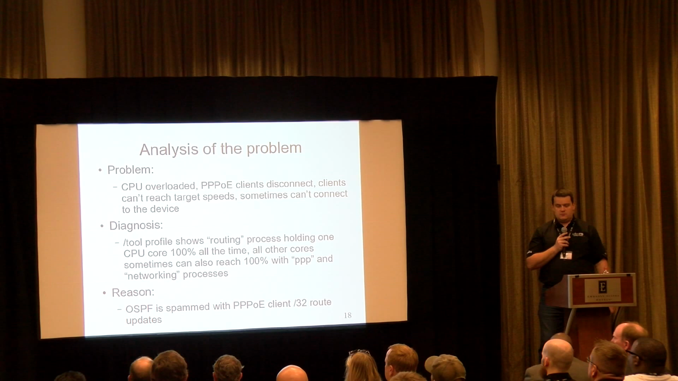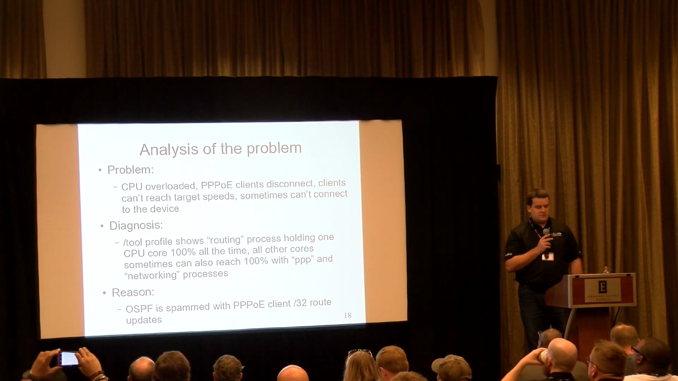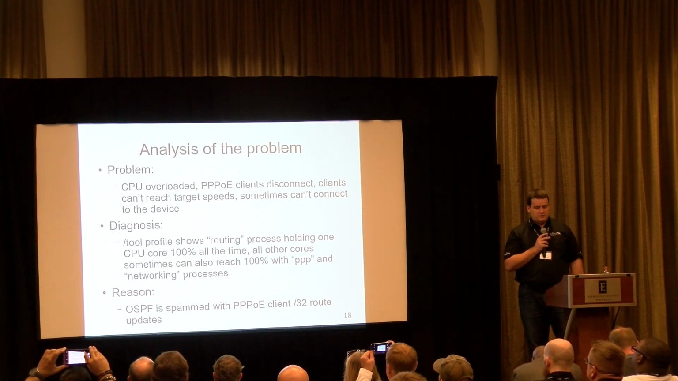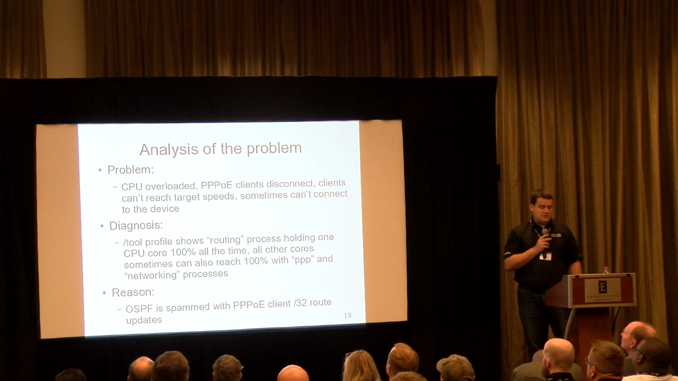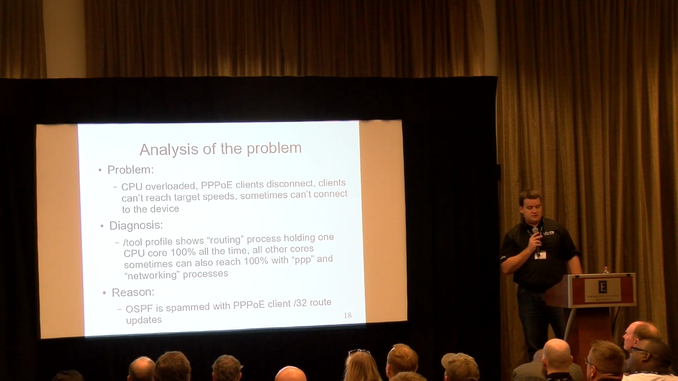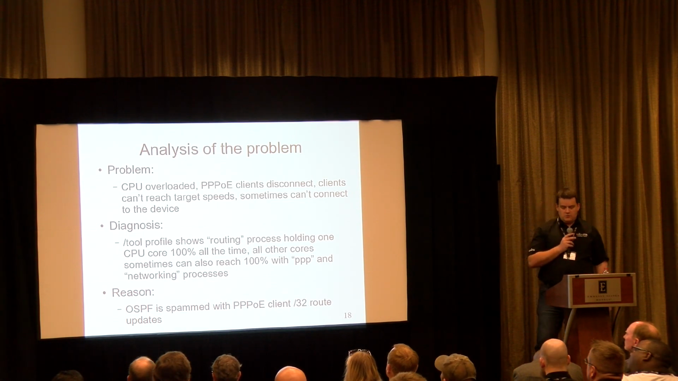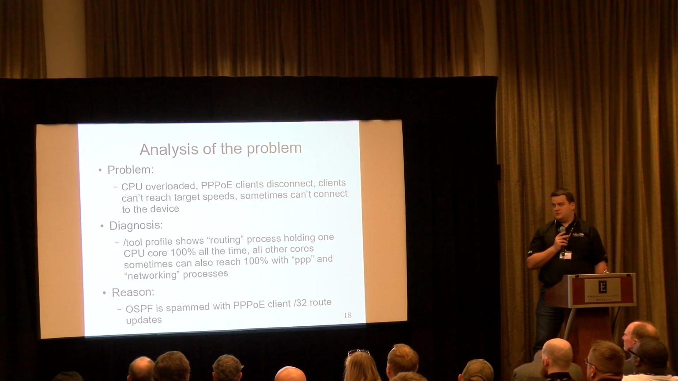So let's take a look at why. The problem is very simple. CPU is overloaded. PPPoE clients disconnect. Clients can't reach their target speeds. Sometimes they can't connect to the device at all. And if we go to tool profile, we see that the routing process is hogging one CPU core. Sometimes all cores go to 100% with the PPP load or networking load. So the reason is very simple. OSPF is spammed with the PPPoE /32 route updates.